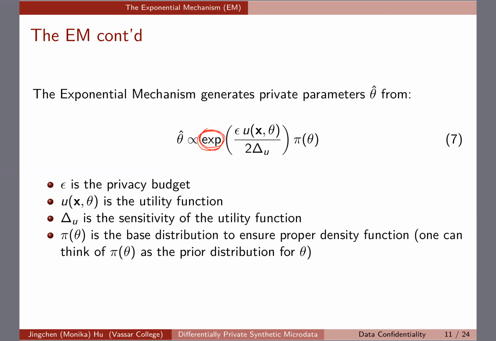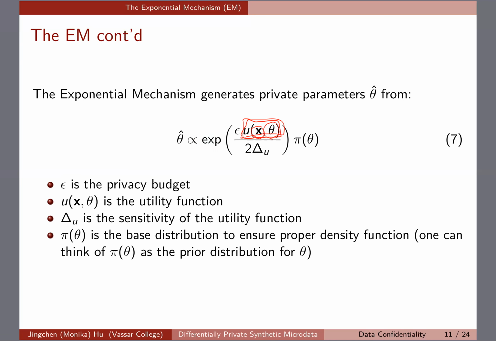Epsilon is still the privacy budget. They define a utility function, which you shouldn't worry about for now, the U here. As you can see, the utility function is a function of the data and a function of the parameter.